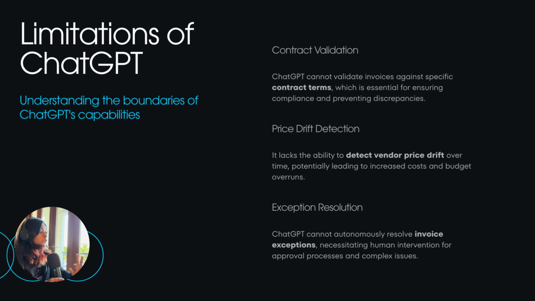And now, the part that we're not going to skip over, because ChatGPT is excellent at extraction, but it has limits. Let's be realistic. It cannot validate an invoice against your actual contract terms. It has no memory across invoices, so it won't catch a vendor who's been quietly raising prices for 6 months. It can't resolve exceptions, route approvals, or make judgment calls about whether a payment should actually go out. Extraction is step 1. Governing the full spend cycle is a different problem entirely.